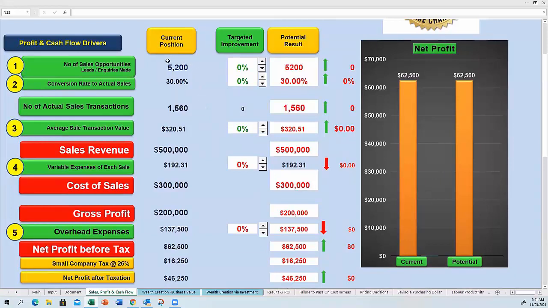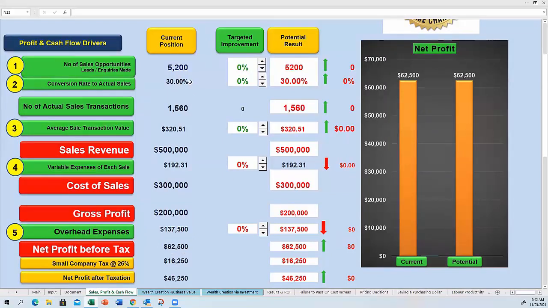And you can see here the number of sales opportunities at 5,200 or 100 opportunities per week. It's picked up the 1,560 actual sales that were made during the year. It's picked up our sales revenue of 500,000, our gross profit of 200,000, our overhead expenses of 137.5, and our net profit before tax of 62,500.